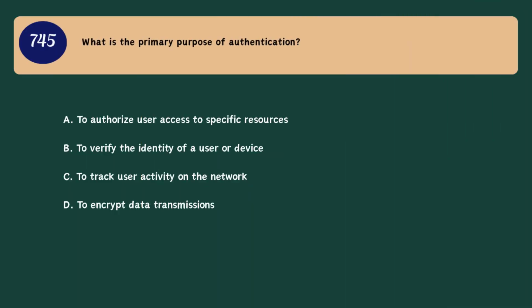Question 745. What is the primary purpose of authentication? A. To authorize user access to specific resources. B. To verify the identity of a user or device. C. To track user activity on the network. D. To encrypt data transmissions.